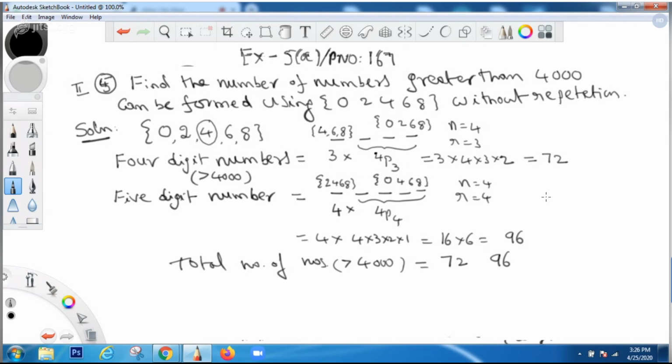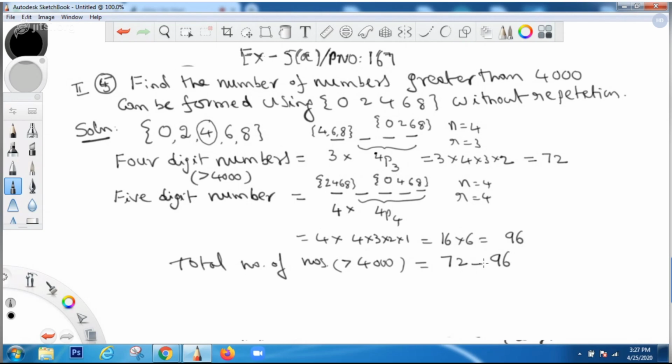Now shall we add the 72 4-digit numbers and 96 5-digit numbers, or multiply? We are forming 4-digit numbers, and we are forming 5-digit numbers also. Shall we add or multiply? Add. That's good.